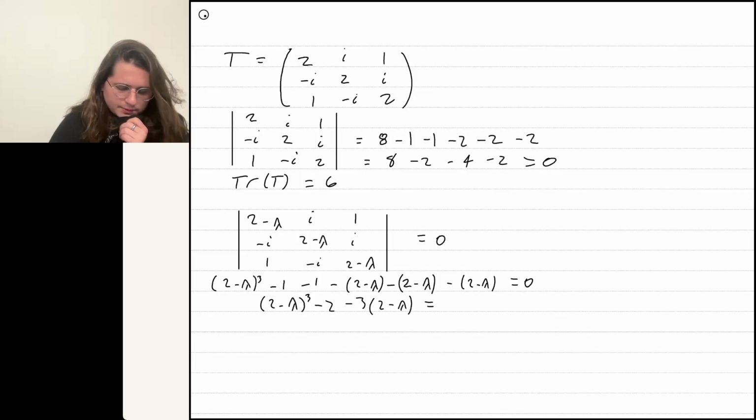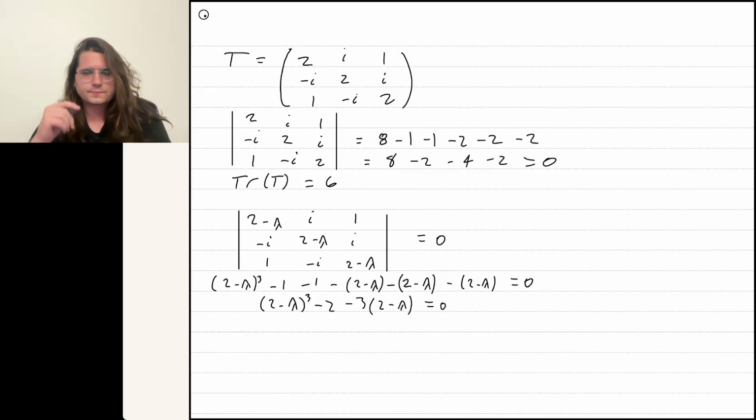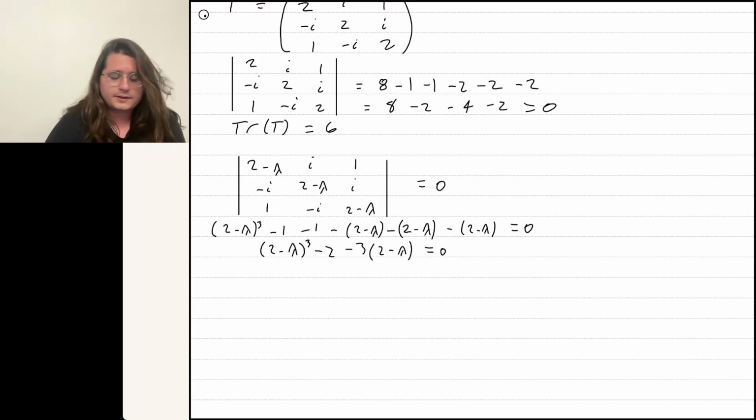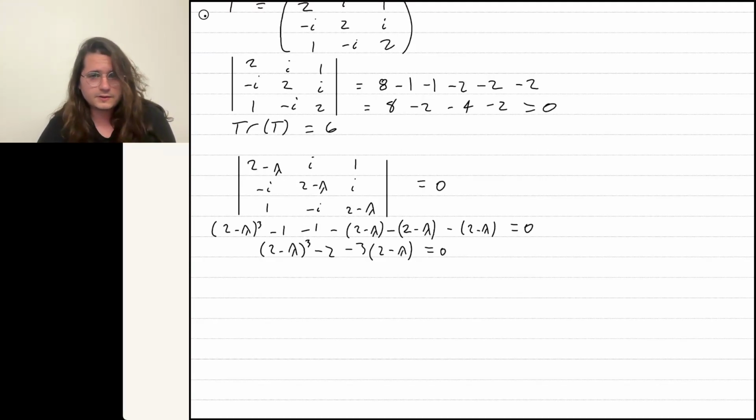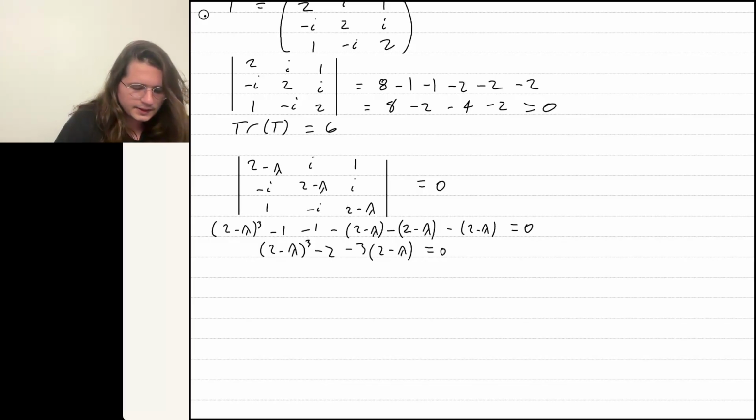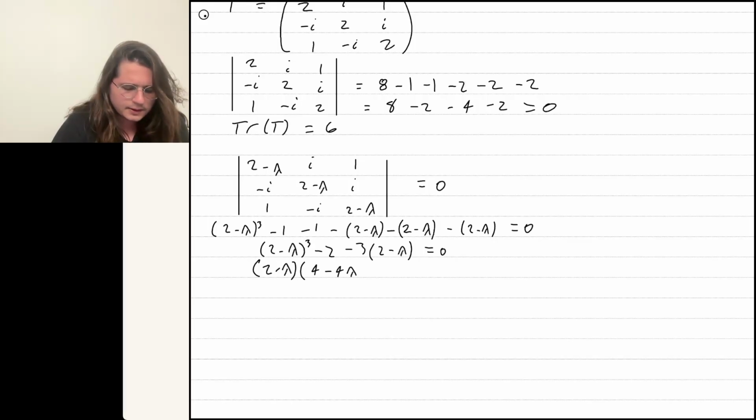That is a pretty gross little equation that you have to solve there. But if we fully expand it, you'll see that it's not nearly as gross as you think it is. So just expanding the (2 minus lambda) squared term, we've got 4 minus 4 lambda plus lambda squared. And then this is minus 2 minus 6 plus 3 lambda equals 0.